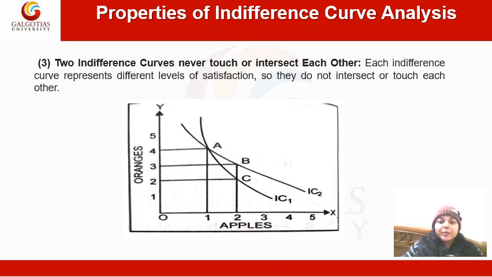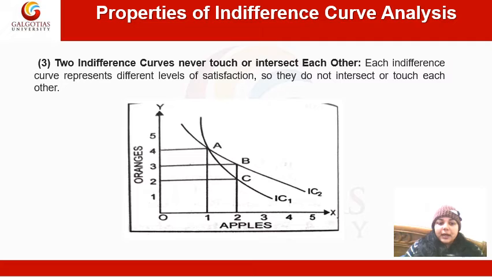This is the third property of the IC curve, that two indifference curves never touch or intersect each other. Each indifference curve represents a different level of satisfaction, so they do not intersect or touch each other. In this figure number 8, two IC curves, IC1 and IC2, have been shown intersecting each other at point A, but it is not possible in a real life situation.